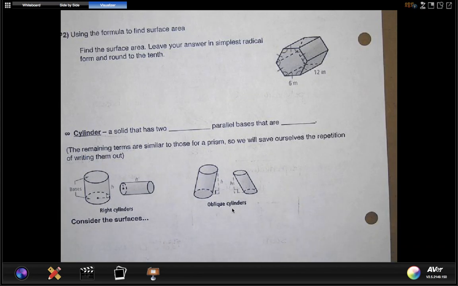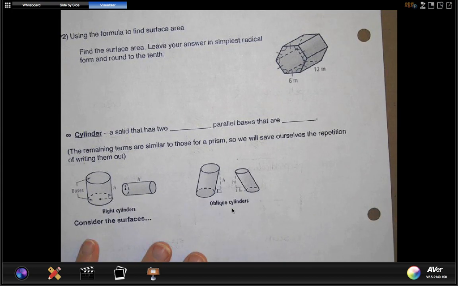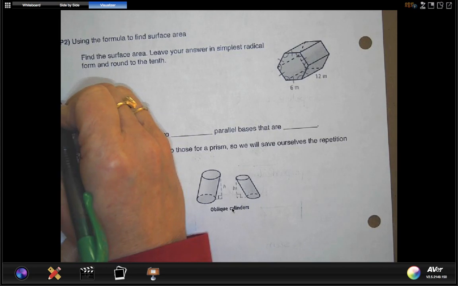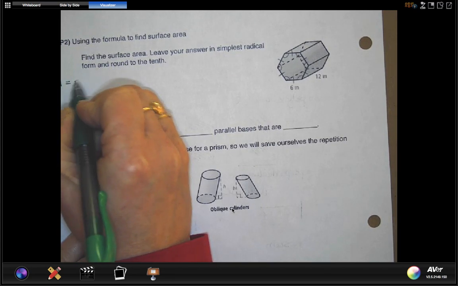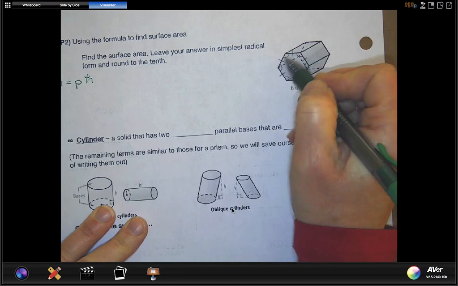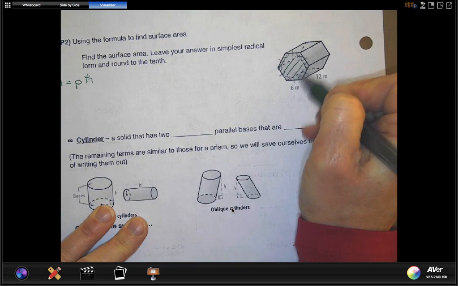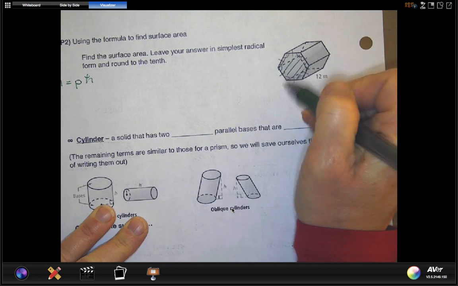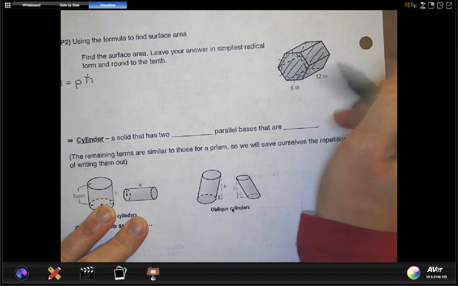So you could use that idea here. It says we wanted to find the surface area here. So to find the surface area, if I use the formula I gave you on the prior page, the lateral area is the perimeter times the height. So these hexagons right here are the bases, because those are the parallel faces.